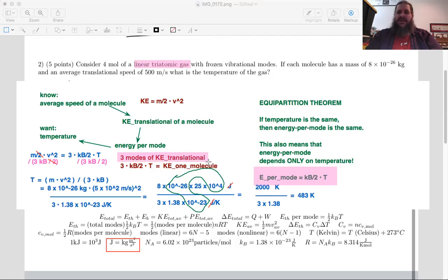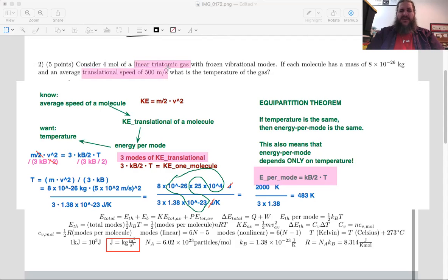The molecule certainly has other modes. Since it's linear, it presumably has two rotational modes and no vibrational modes because those are frozen out. So the molecule has 5 modes, but the only ones we care about are the 3 translational modes, because what we care about is how to link the temperature to how fast it's moving. The problem didn't give us information about the total energy of the molecule. It just gave us information about the translational speed.